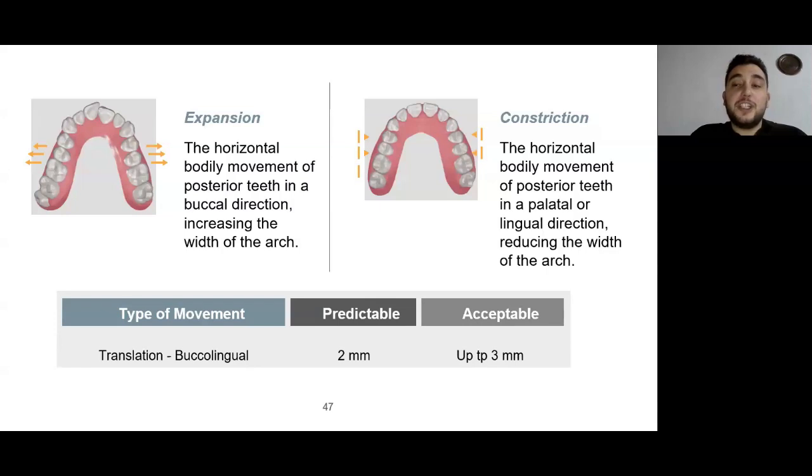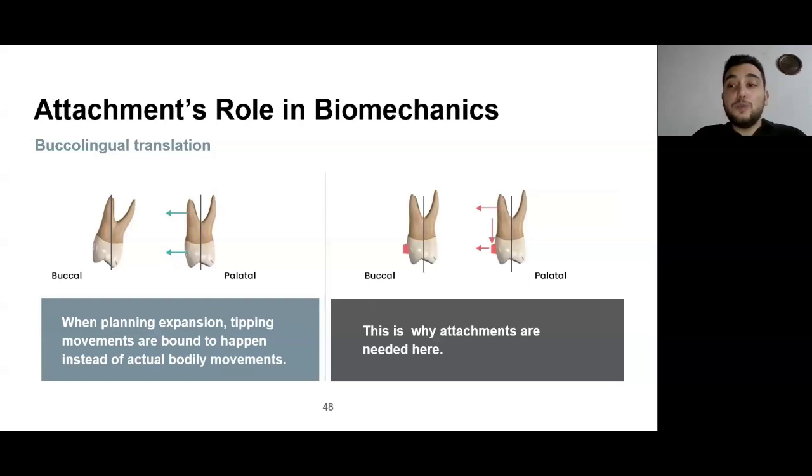So this is expansion or constriction of the arches, the horizontal bodily movement of a posterior tooth in a buccal or palatal direction to increase or decrease the width of the arch. We can do a good amount of expansion with clear aligners, between 2 to 3 millimeters. It is achieved. And what we have to look out for: we can move the teeth 2 to 3 millimeters, but we always have to keep the side effects in mind.